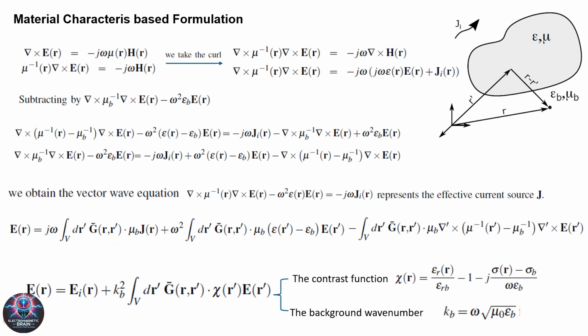To solve for the electric field, we express it using Green's function, which allows us to represent the field as an integral over the volume of the medium. You can see the integral form of the solution on the slide. This equation shows how the field at any point depends on the Green's function and the effective current source. The first term on the right side is the field produced by the impressed source of the problem, which is also called the incident field E_inc(r).